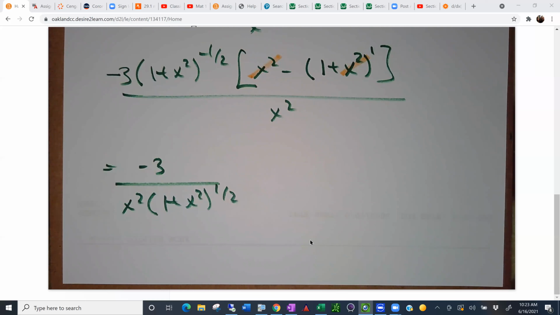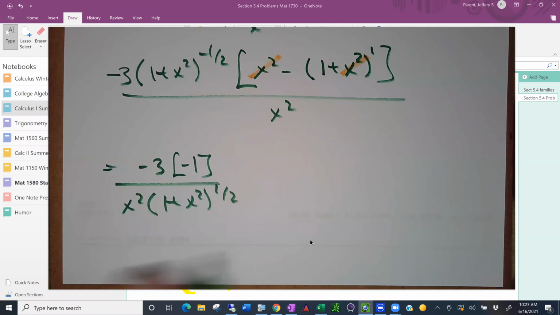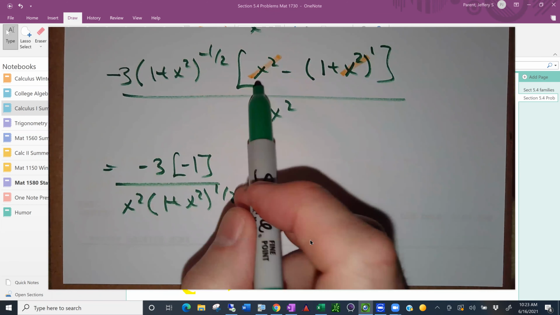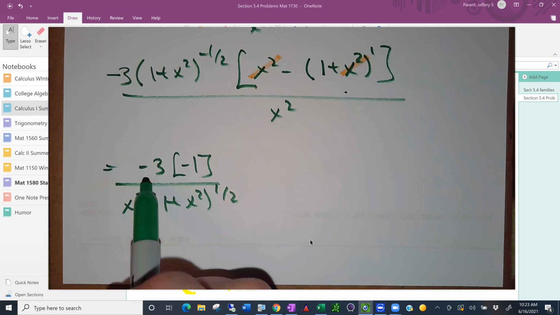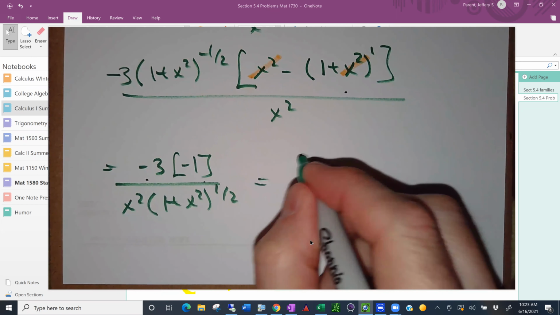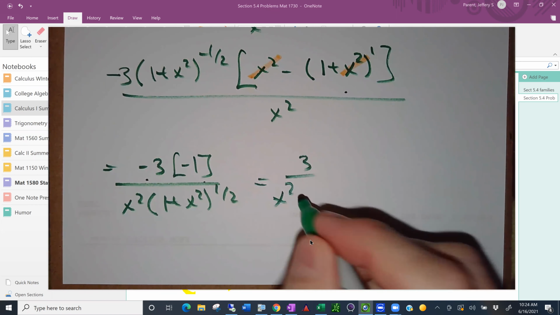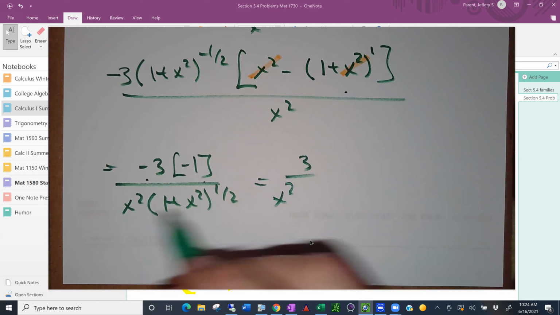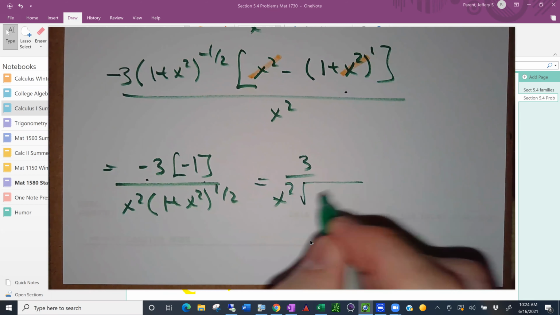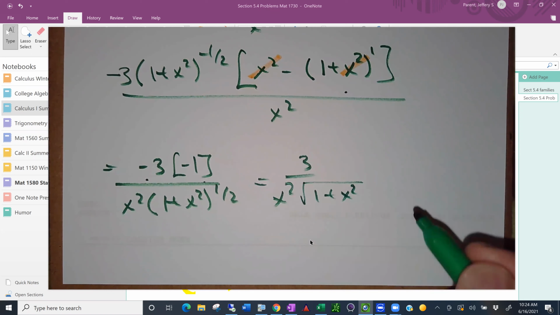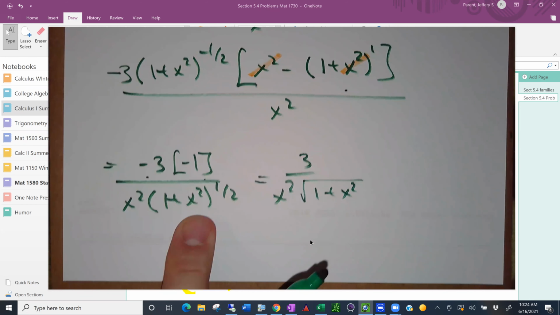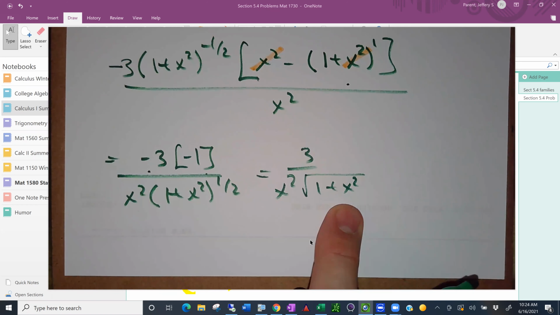So right here, I'm left with a negative 1. Negative 3 times negative 1 gives me a positive 3. So overall, 3 over x squared. This is the square root of 1 plus x squared, or 1 plus x squared to the 1/2, same thing. So it checks. Whew.